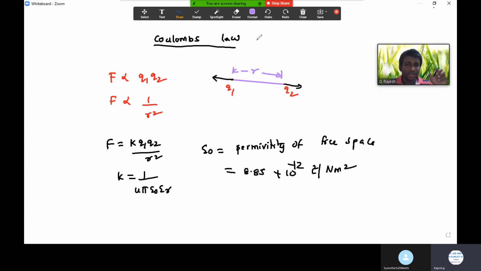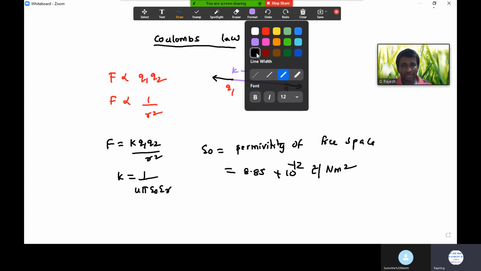So what is the unit of force? Newtons. What is the unit of charge? Coulombs. What is the unit of distance? Meter. So epsilon naught is a constant. Its value is 8.85 into 10 power of minus 12 Coulomb square per Newton meter square.